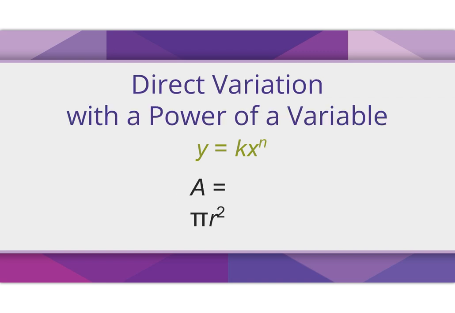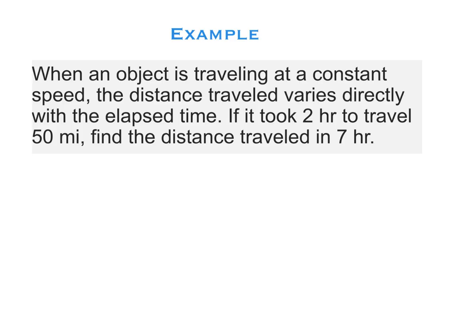You can also have direct variation with powers. Again, no plus or minus, but you do have x to a power. Area is a great one, pi r squared. Area is directly related to the square of the radius, and that is a direct variation with a power. So let's look at these examples.